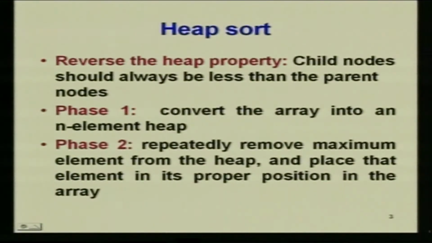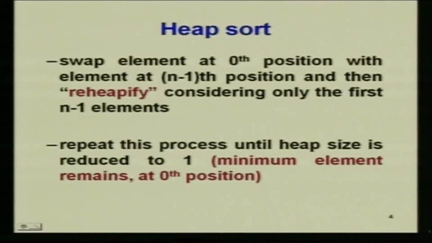We have seen all this before, that is the first phase. The second phase, which is actually the sorting, is to repeatedly remove the maximum element from the heap and place that element in its proper position in the array, and then swap the element at the 0th position with the element at the n minus 1th position. This is the first step. That is what we are doing: you are taking a heap and sorting, removing the element in the 0th position and swapping it with the element at the n minus 1th position.